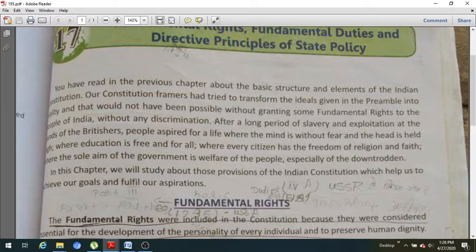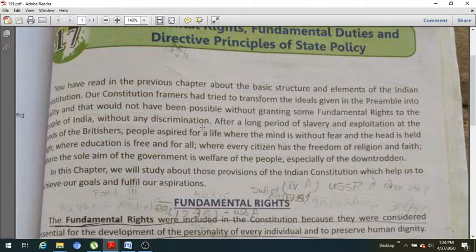So after a long period of slavery and exploitation at the hands of Britishers, we were in the hands of Britishers for more than 300 years, and we saw a long period of exploitation and slavery. And after that, when we got independence, the people aspired for a life where the mind is without fear and the head is held high. Means we should have some basic rights. We will talk about those rights in detail in the next videos.